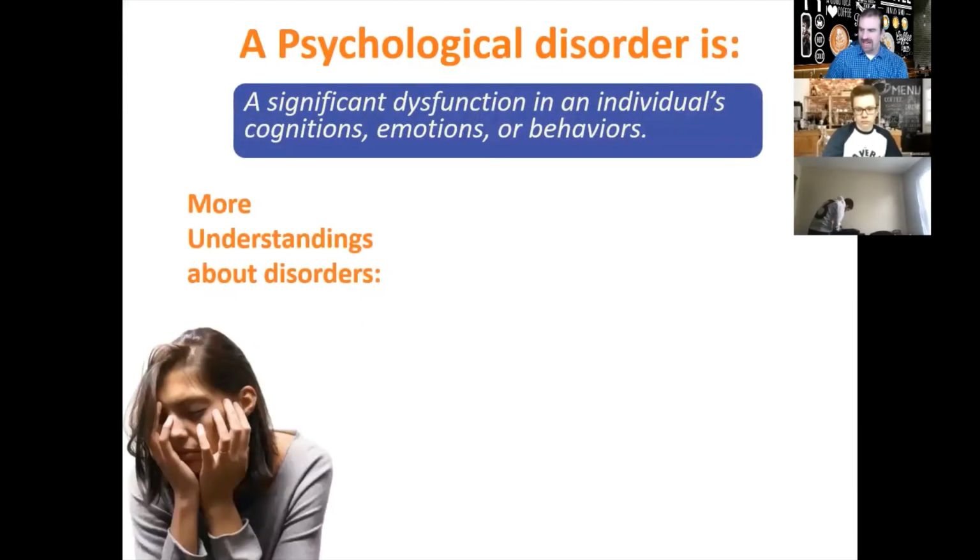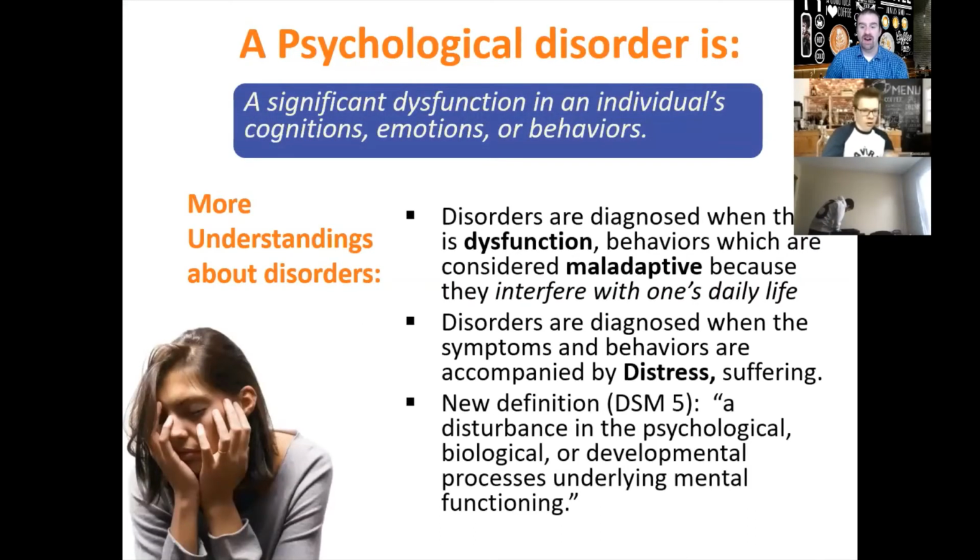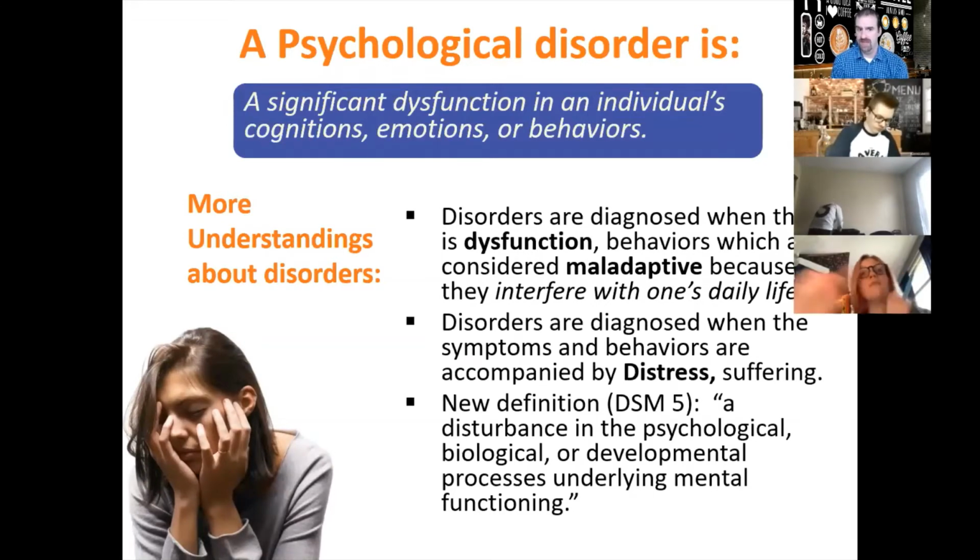Let's go ahead and get back to where we left off last Thursday, which is talking about psychological disorders. This is our next content area of focus, and we'll see how these psychological disorders are tied to different personality traits. When we talk about psychological disorders, we're talking about a significant dysfunction in an individual's cognitions, emotions, or behaviors. Again, we'll talk about how we're going to define a significant dysfunction.